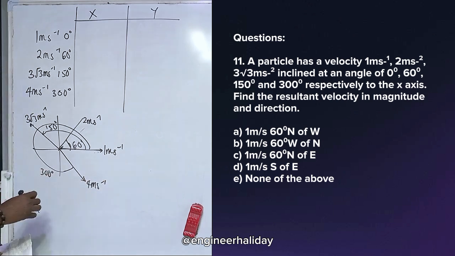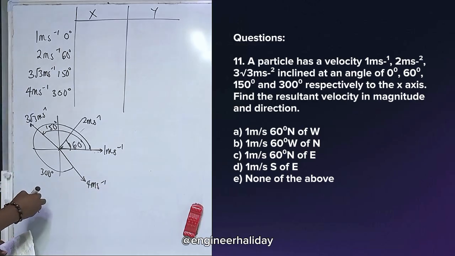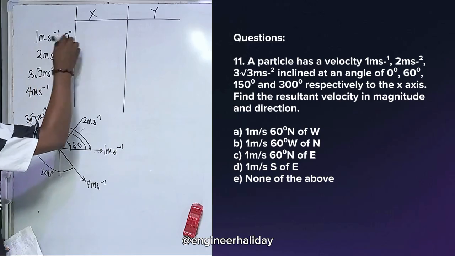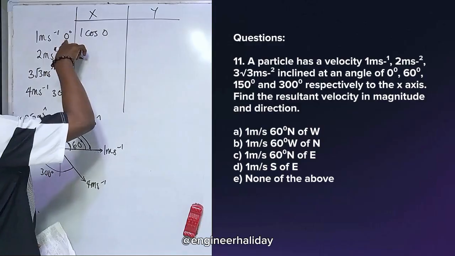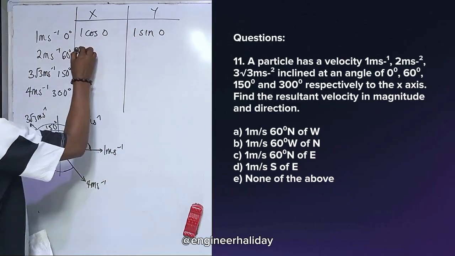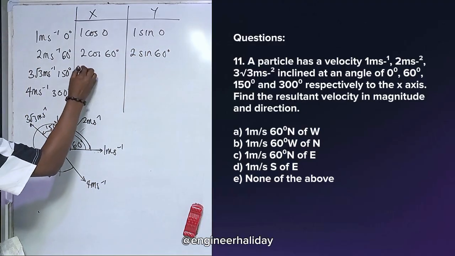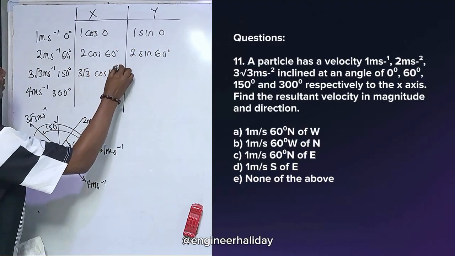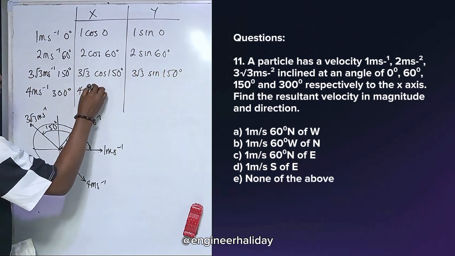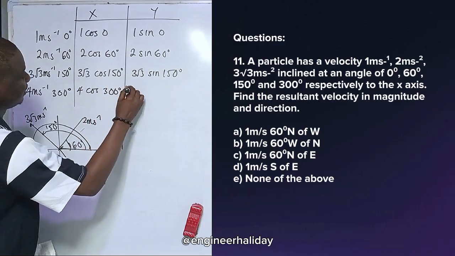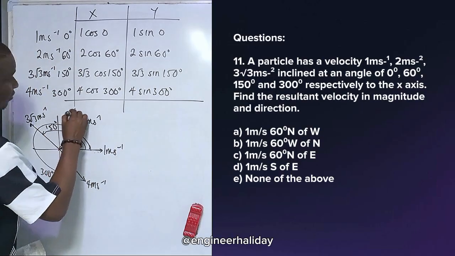So if you want to draw it, it's from the positive x-axis according to the question given to us. So we have 1 cos 0. We want to resolve it since they are all measured from the positive x-axis. Here, 1 sin 0, 2 cos 60 degree, 2 sin 60 degree, 3 cos 150 degree, 3 sin 150 degree, 4 cos 300 degree, 4 sin 300 degree. So you add it together.